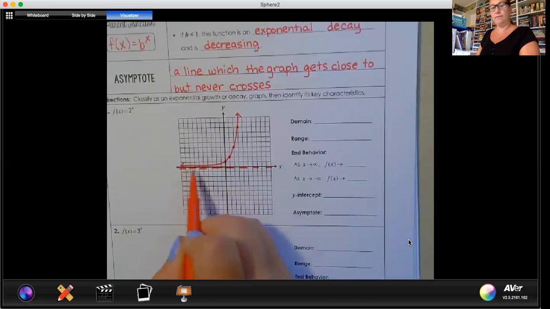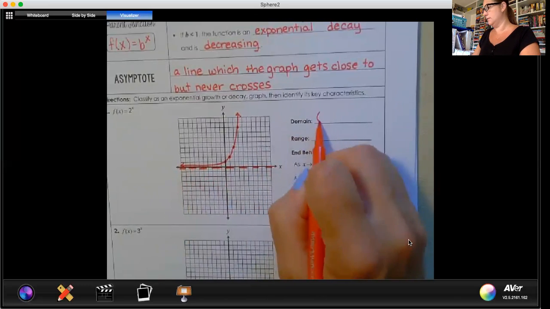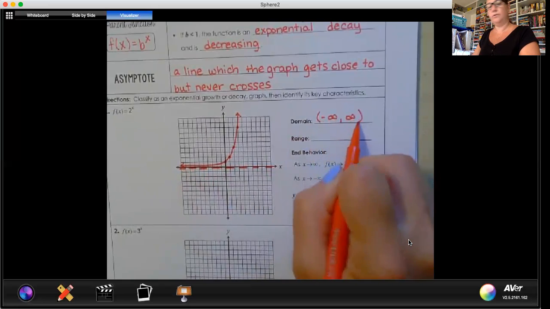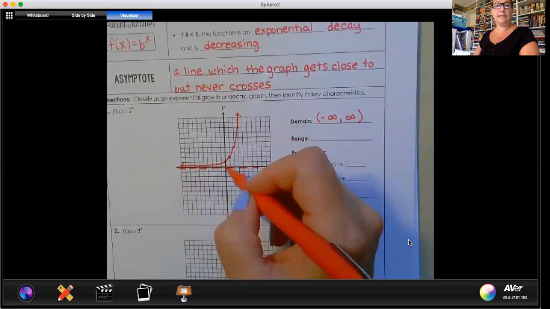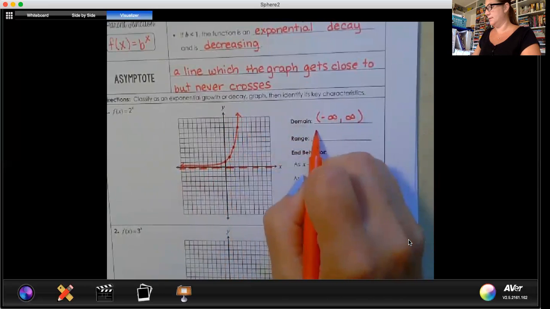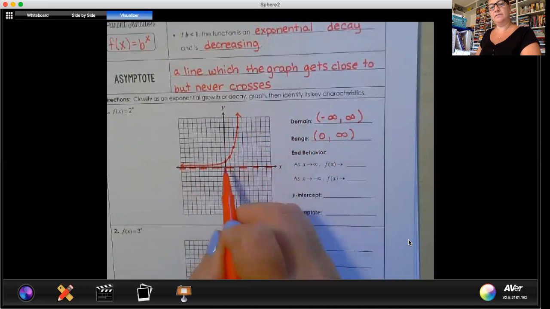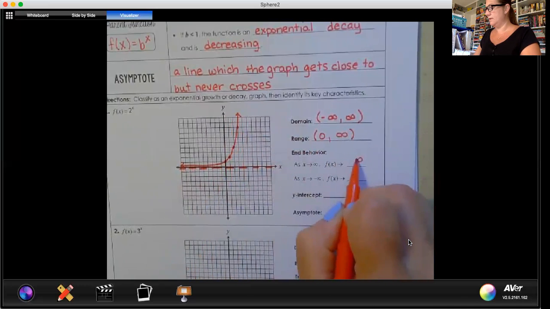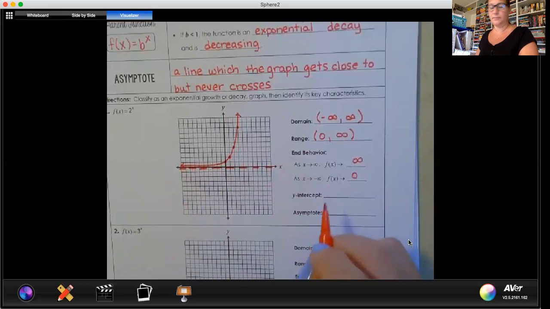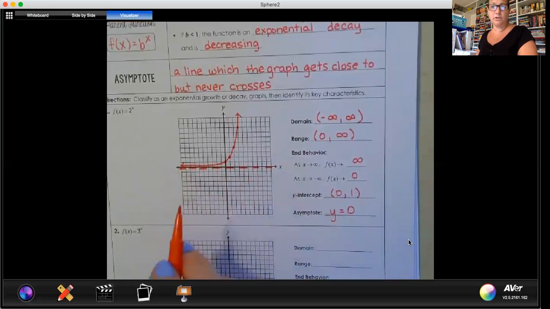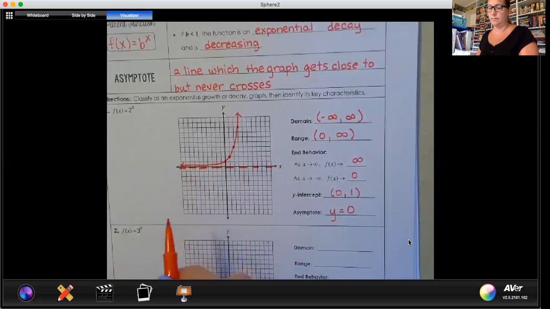So as you can see, we have no restrictions on our domain. In interval notation, our range is above the x-axis, but doesn't touch it. As x approaches infinity, our graph approaches infinity. And as x approaches negative infinity, our graph approaches 0. Our y-intercept is 0, 1, where it crosses the y-axis. And our asymptote is y equals 0, which is our x-axis. Make sure your asymptote is an equation and not just a number.